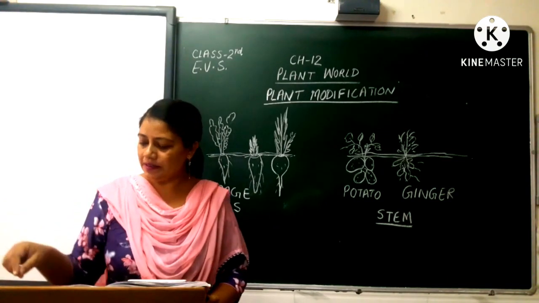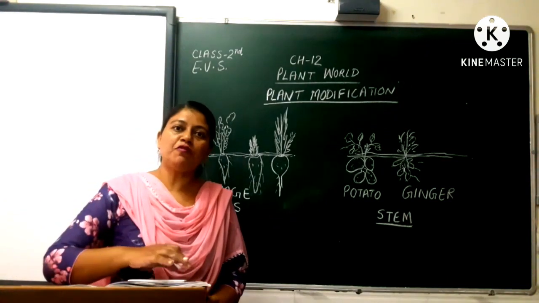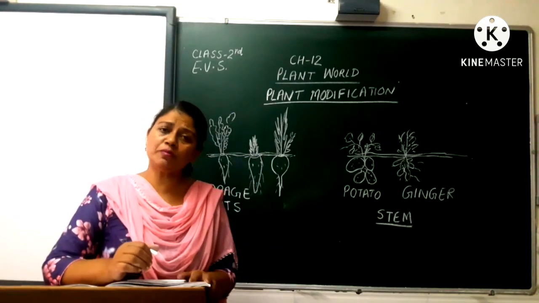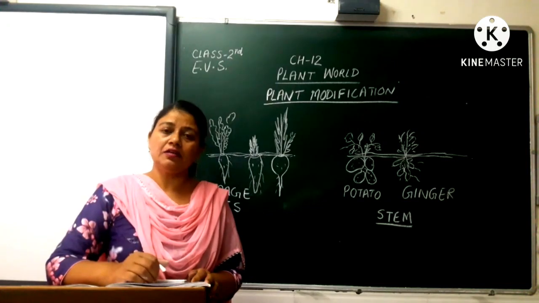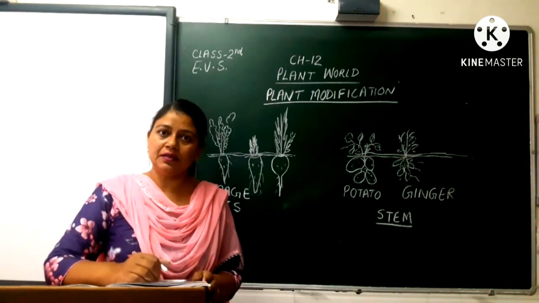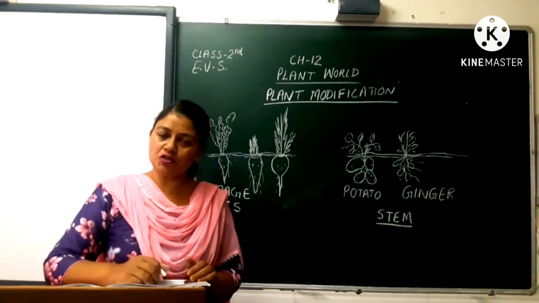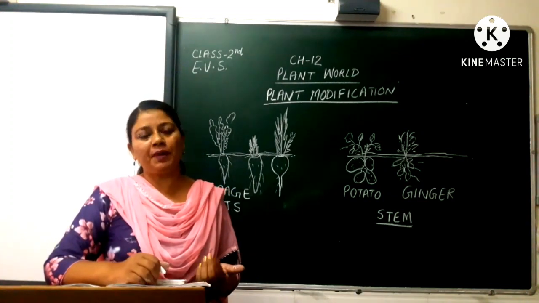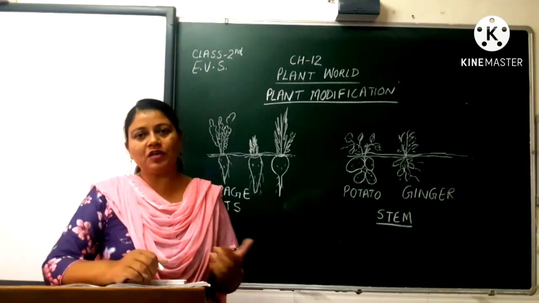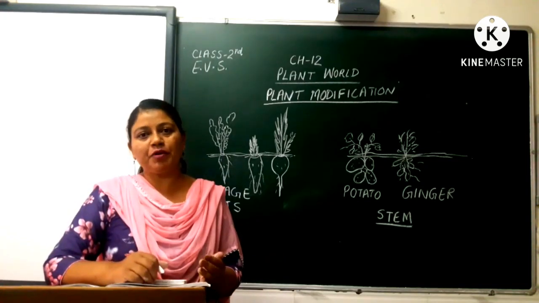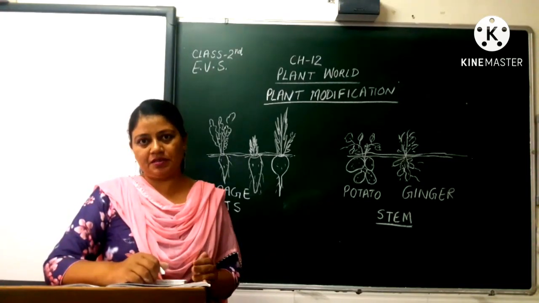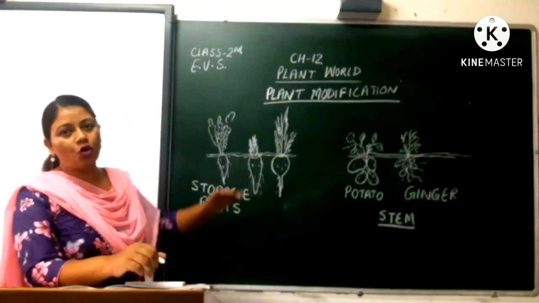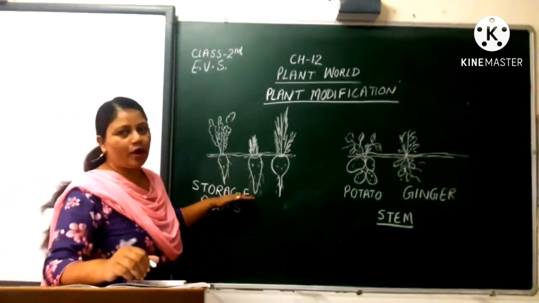So plants perform some functions other than normal ones, like the root of the plant takes water and minerals from the soil, and leaves make food for the plant. But some of the plants perform different functions. For example, the roots grow below the soil.